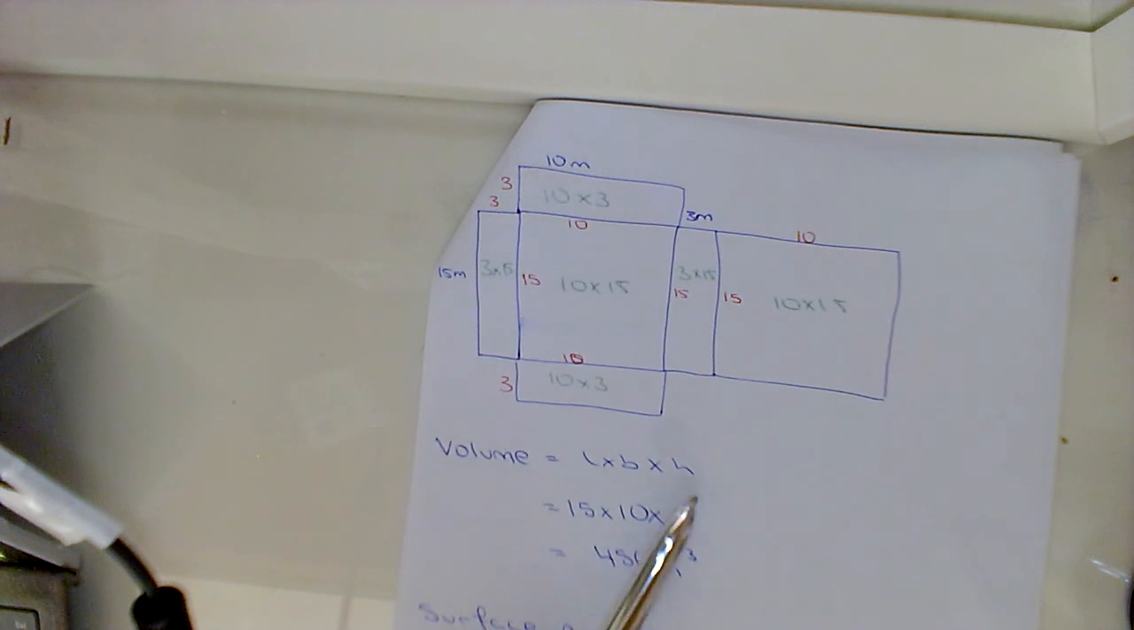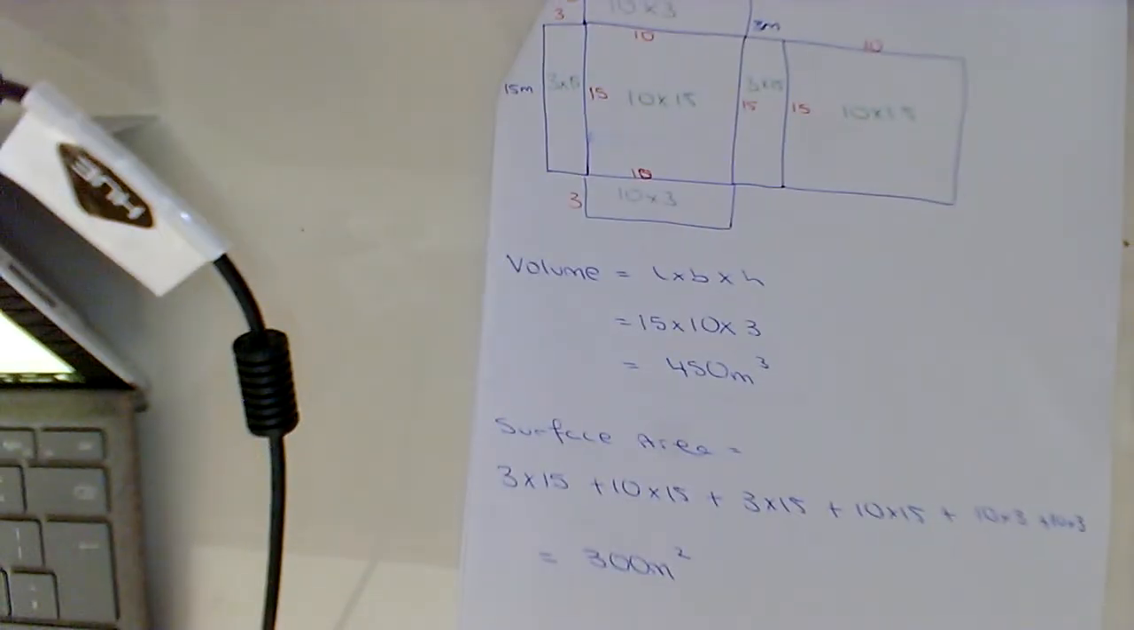So my volume is length by breadth by height, so 15 by 10 by 3, and I get 450 meters cubed. And surface area then is just working out all of those, and I get 300 meters squared.